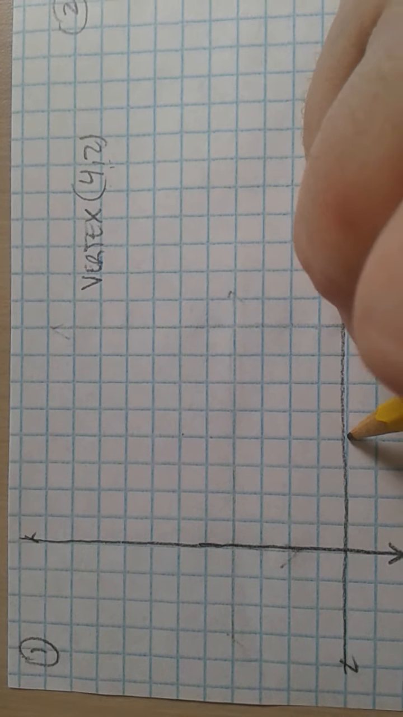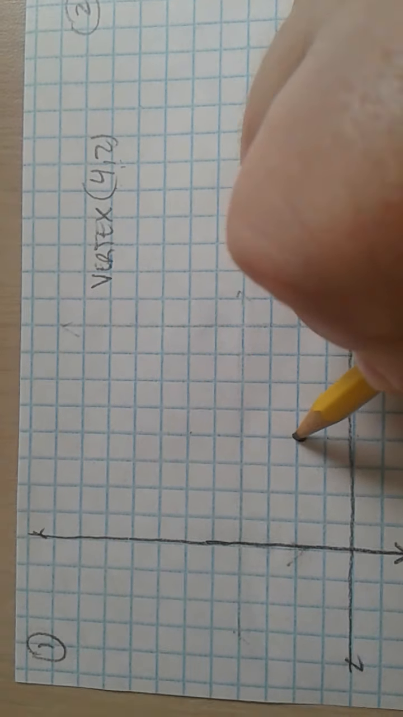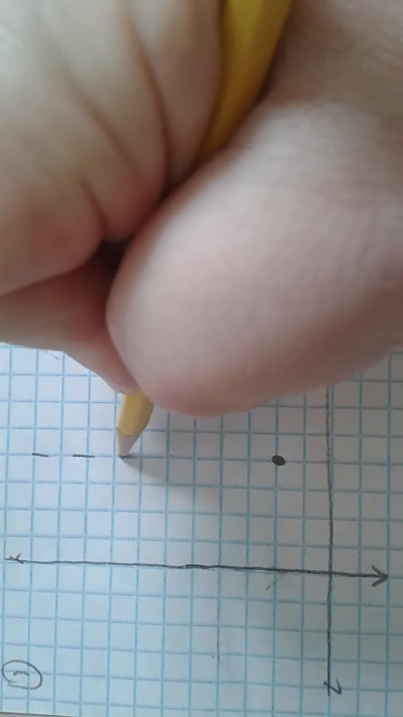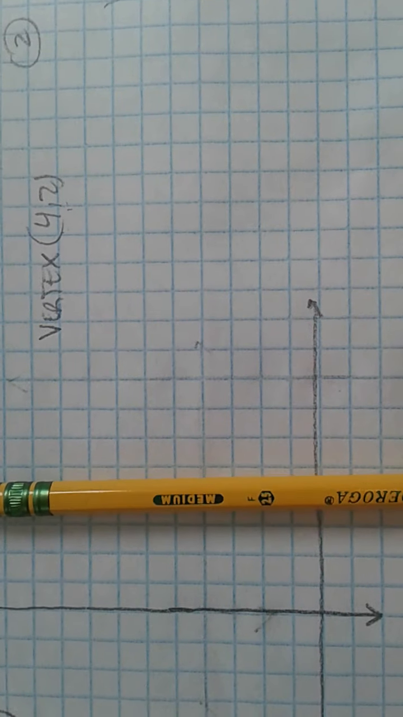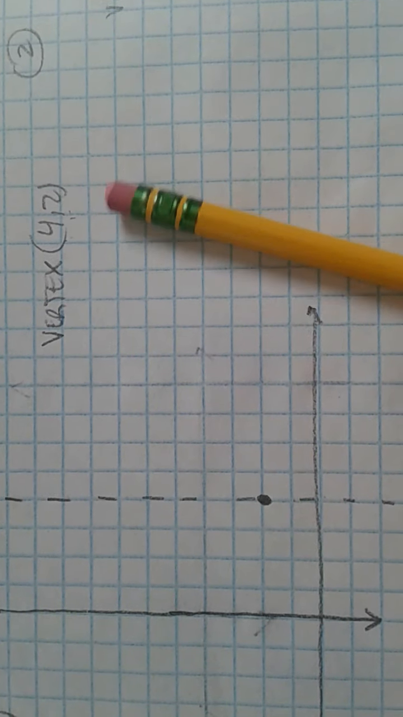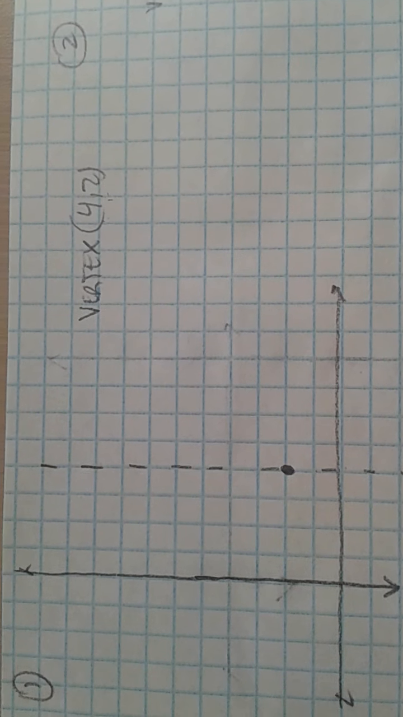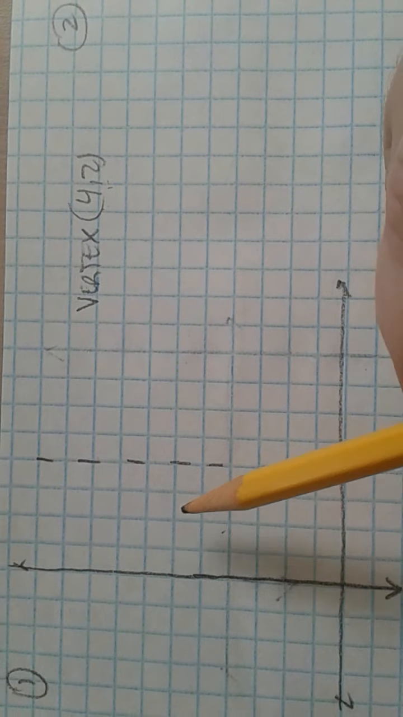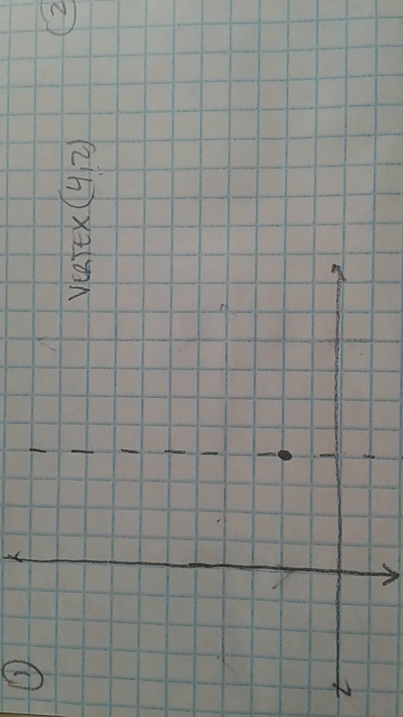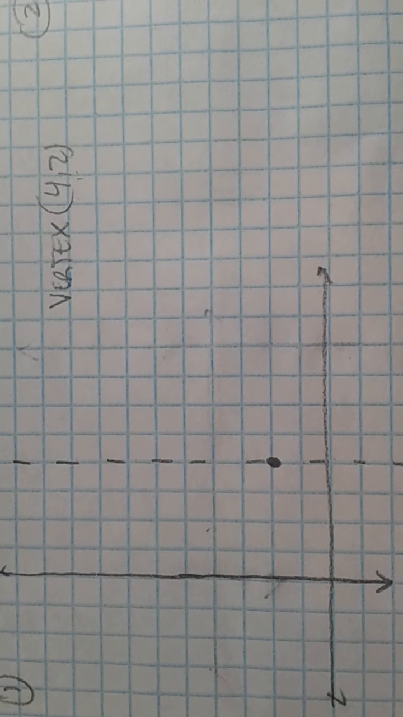1, 2, 3, 4 over on my x, up 2. I'm then going to draw a dashed line coming down through that point. Okay, this dashed line separates the graph. Whatever we graph on the right-hand side, we're going to make its mirror image on the left-hand side using reflection, using the idea of symmetry. So we've got our vertex.